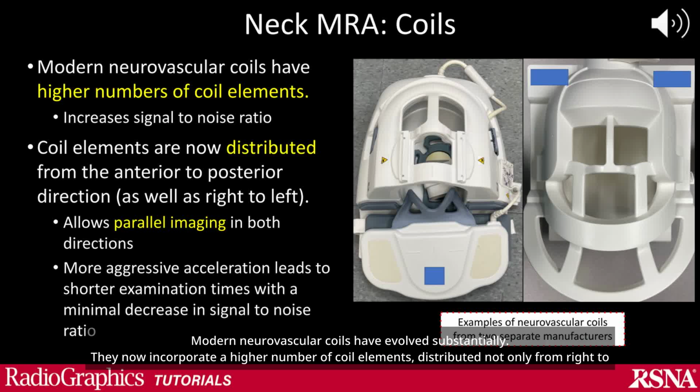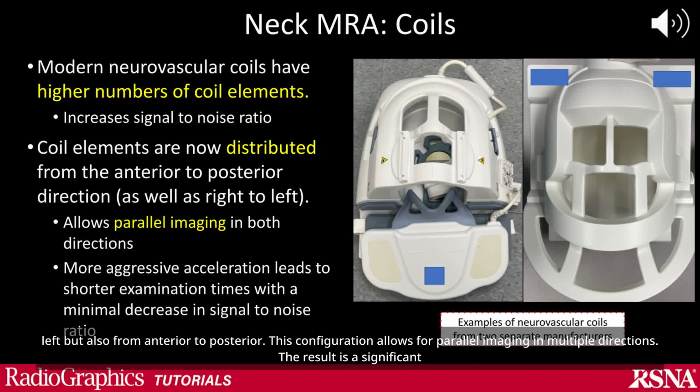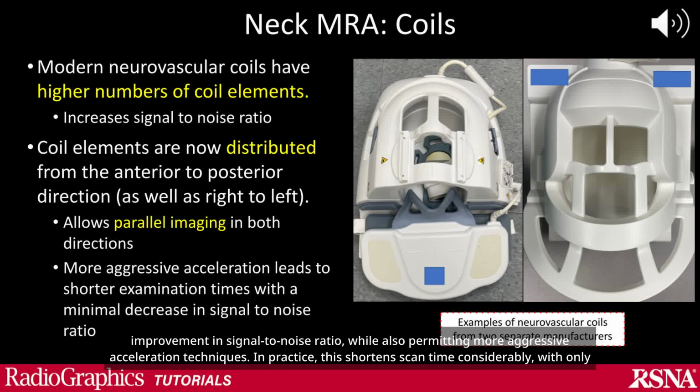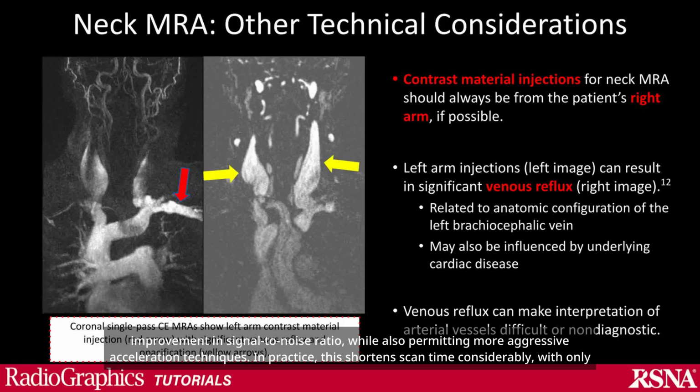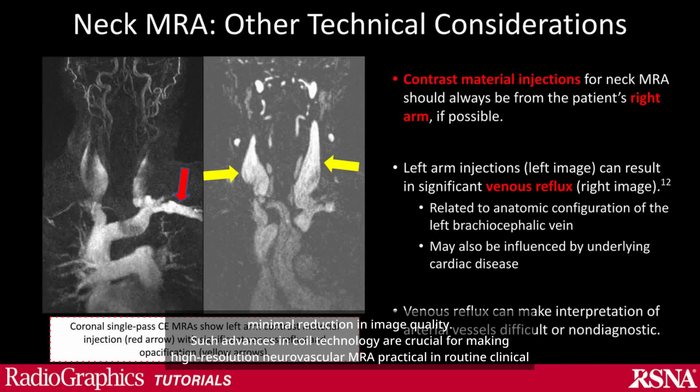Modern neurovascular coils have evolved substantially. They now incorporate a higher number of coil elements, distributed not only from right to left, but also from anterior to posterior. This configuration allows for parallel imaging in multiple directions. The result is a significant improvement in signal-to-noise ratio, while also permitting more aggressive acceleration techniques. In practice, this shortens scan time considerably, with only minimal reduction in image quality. Such advances in coil technology are crucial for making high-resolution neurovascular MRA practical in routine clinical use.